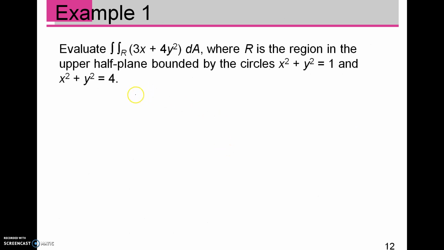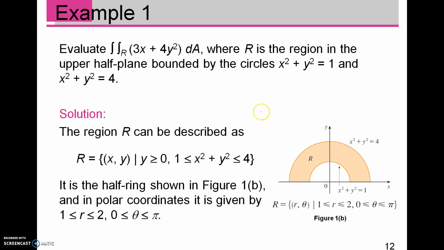Alright, going directly to an example. We're going to evaluate the double integral over that region, of (3x plus 4y squared) dA, where R is the region in the upper half plane bounded by the circles x squared plus y squared equals 1 and x squared plus y squared equals 4. Again, we have that half washer region that they're talking about here.